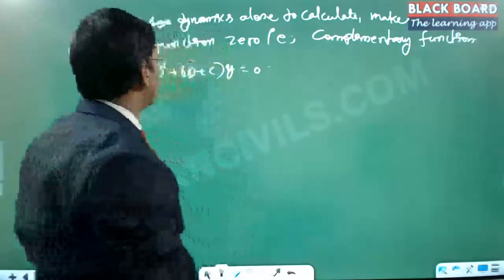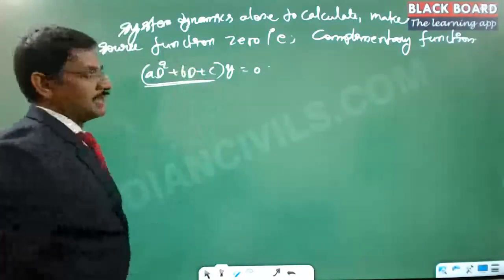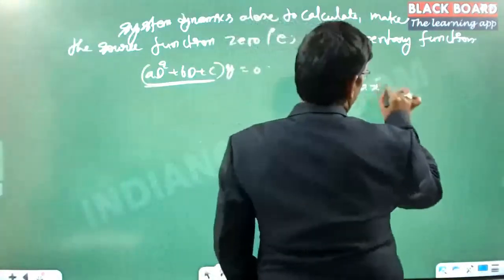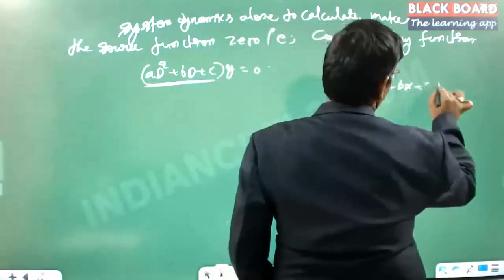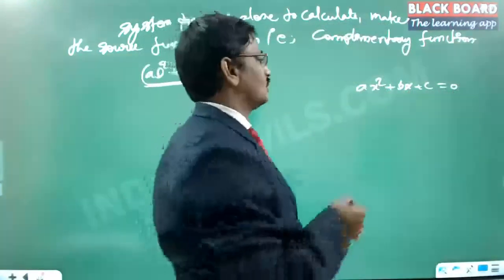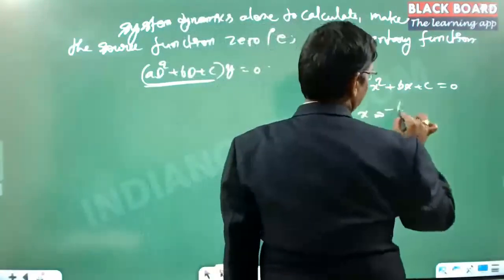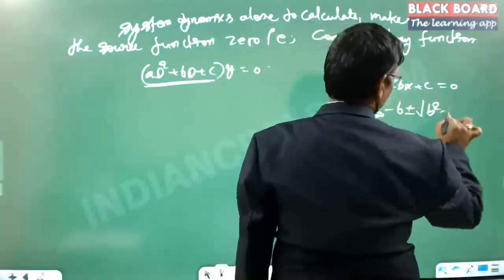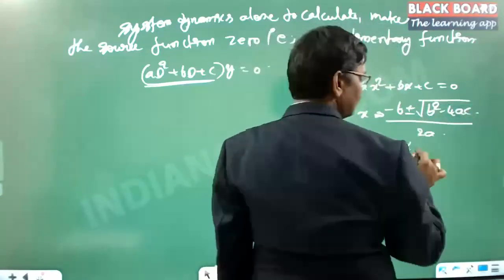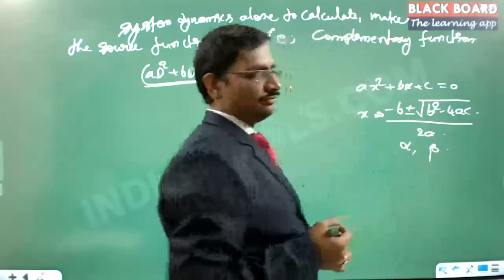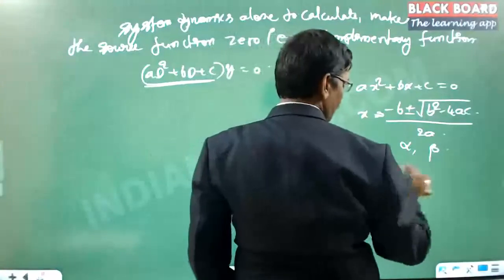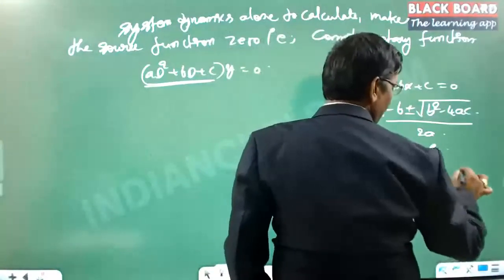Now what I will do, I want to factorize this. Right? So how do you factorize this? We know that if a x square plus b x plus c equals 0, then we know how to find the solution. This is x is equal to minus b plus or minus square root of b square minus 4ac, divided by 2a. And we will get two roots, let us call them alpha, beta. Right? Alpha, beta. Then x minus alpha into x minus beta equals 0.